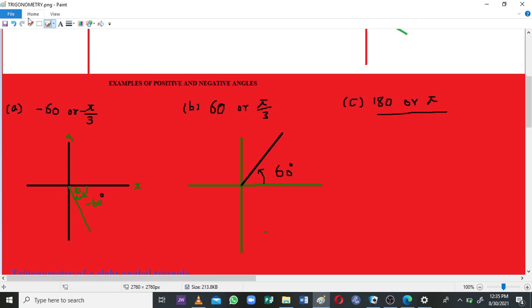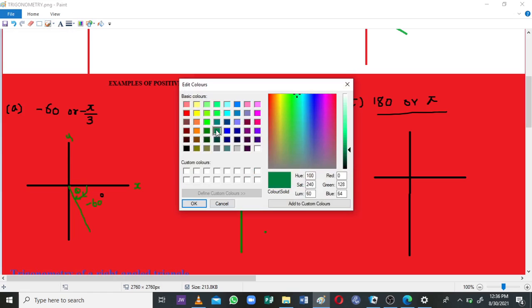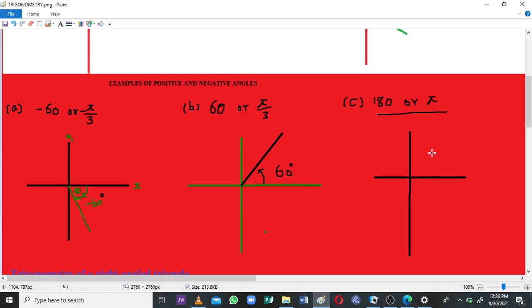Now let's solve it together. How can we draw this angle? Well, this angle is a positive angle, which is positive 180. Or when we use radian measure, this angle is positive pi. So how do we draw that? To draw this angle, since it is positive, the angle is going to be measured. Let me just change the color. The angle is going to be measured from the positive x-axis.